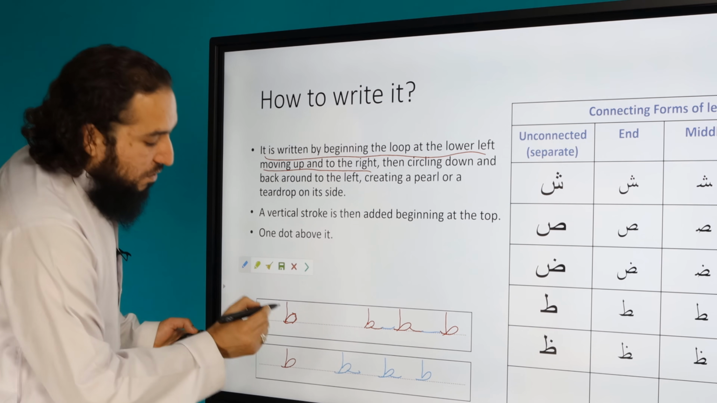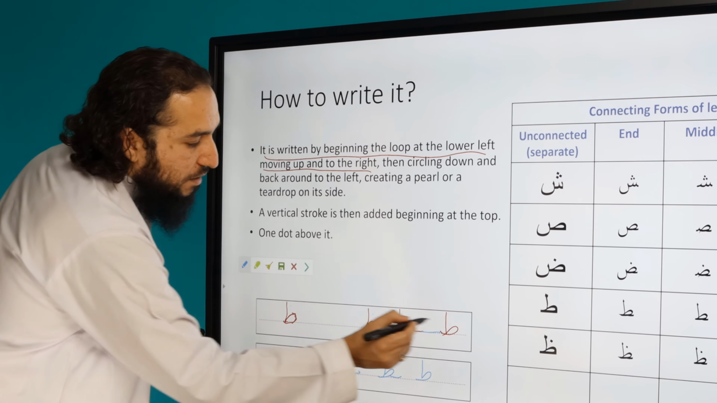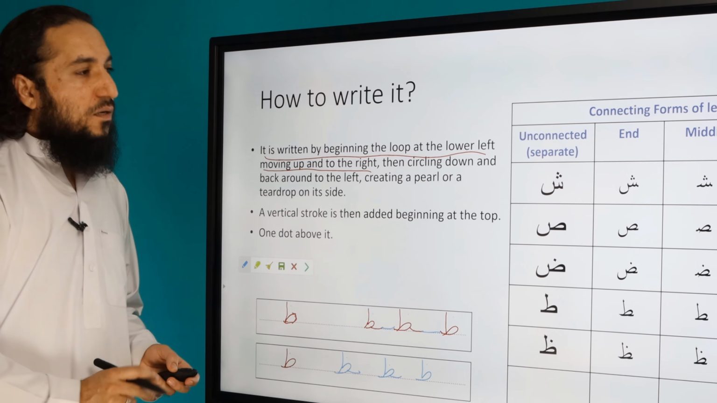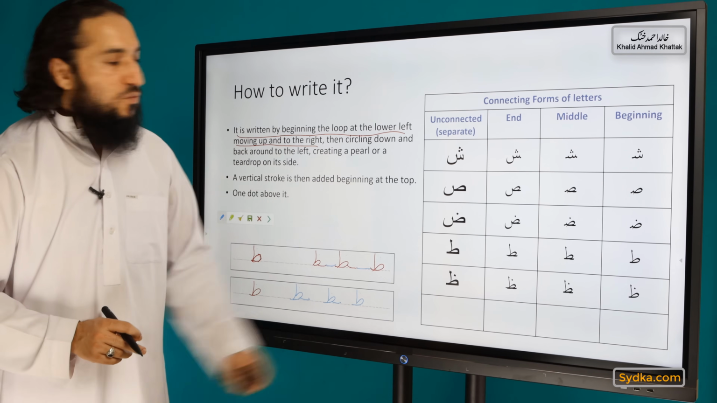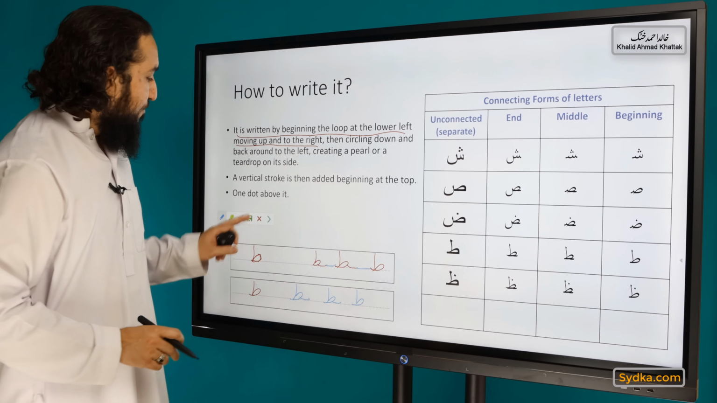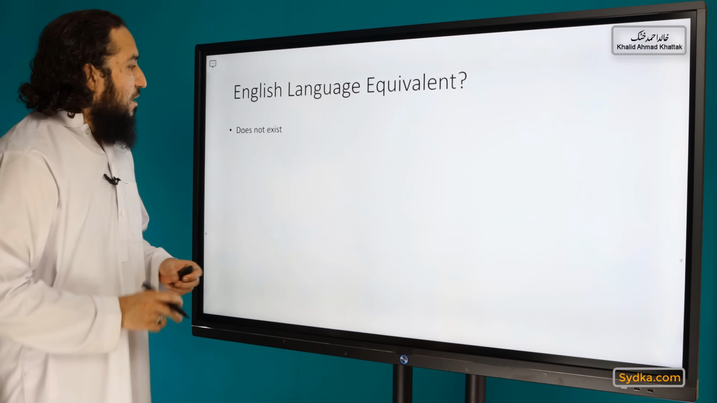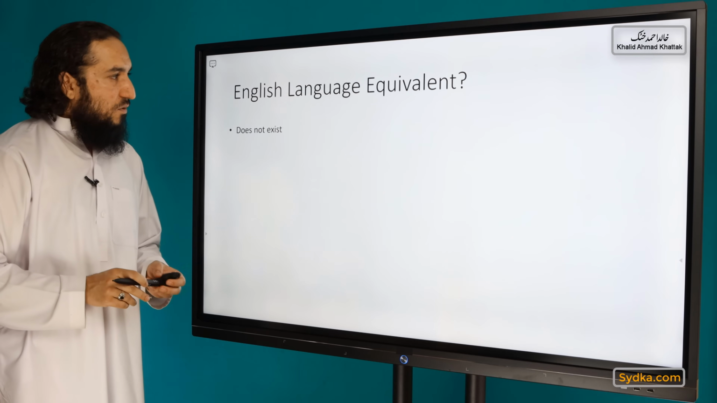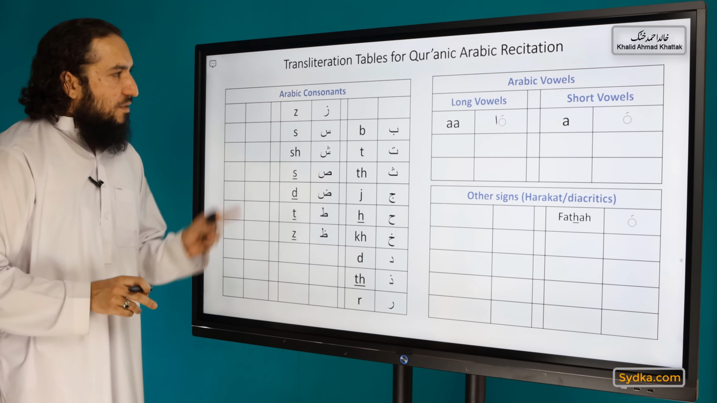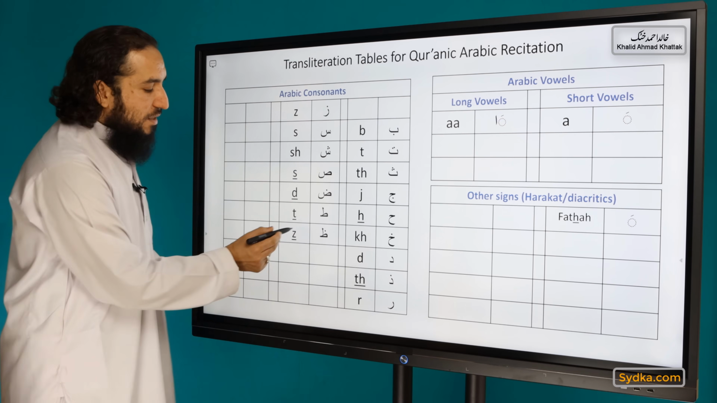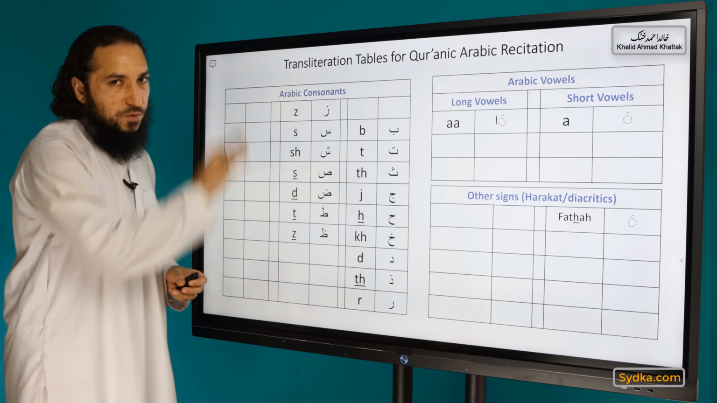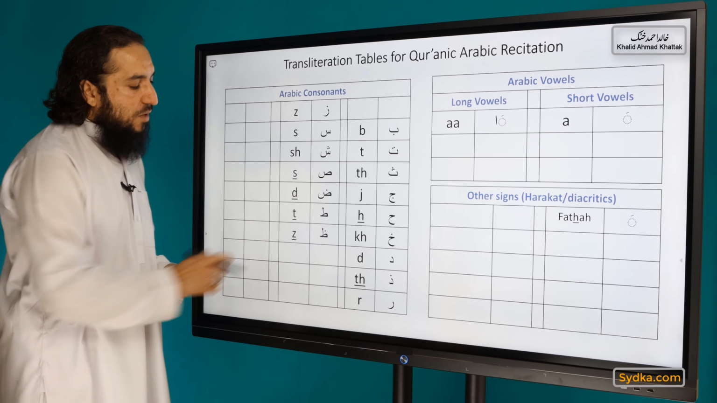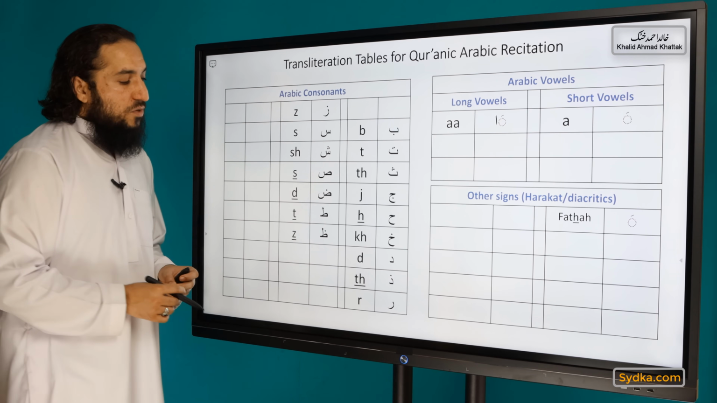And we forgot there's one dot on top of it as well, to make it different from Ta, because Ta doesn't have a dot and Dha has one dot on top of it. In English, there is no equivalent for the sound Dha. For transliteration purposes, we will be using Z underscore. I think other books have used a different notation, but for this one I'll be using Z underscore to represent Dha.